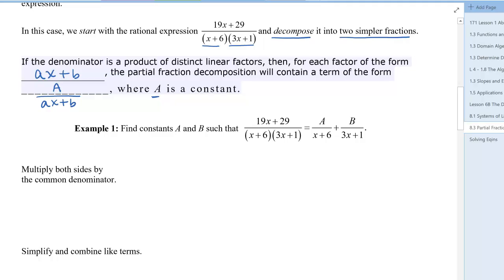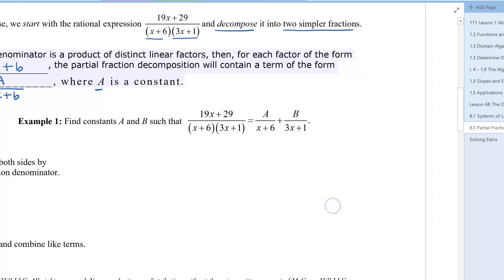So we're going to use this property to first write this fraction as the sum of two fractions with x plus 6 as one of those denominators and 3x plus 1 as the other denominator. Now we don't really know the numerators yet, so we're just going to label them A and B.